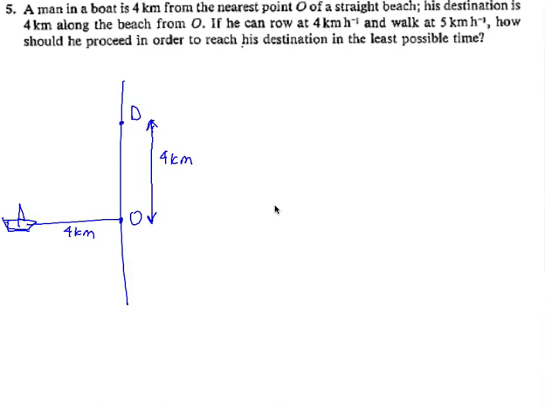But it's 4 kilometres from the point O on the beach, and then his destination is 4 kilometres from that point O. Okay, he can row at 4 kilometres per hour, that's h⁻¹, that means per hour. And he can walk at 5 kilometres per hour. How should he proceed in order to reach his destination in the least possible time?